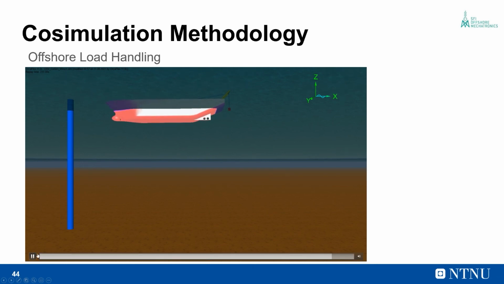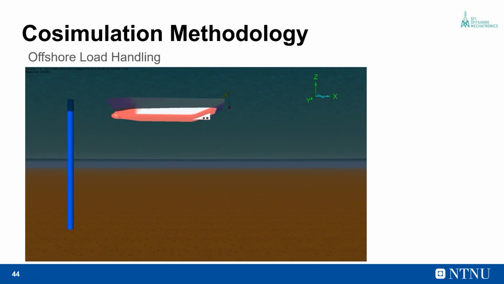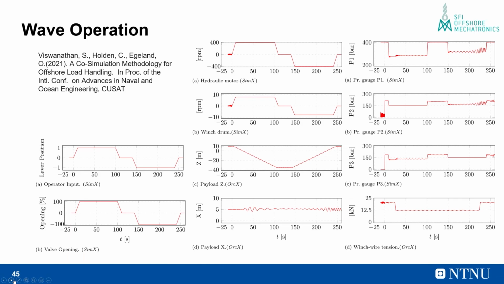And in this simulation, the motion of the load is governed by the response of the winch, which was modeled in Simulation X. So that means we now have results pertaining to both the hydraulic system of the winch as well as the behavior of the winch wire and the vessel, which is modeled in Orcaflex. And this is the advantage of using the Cosimulation methodology.